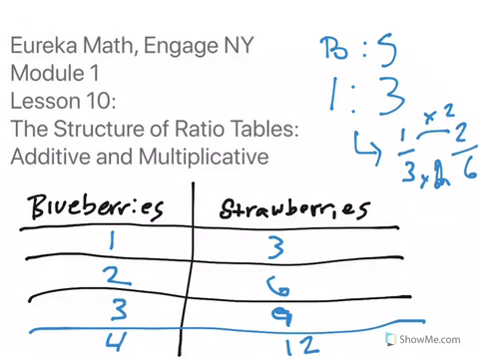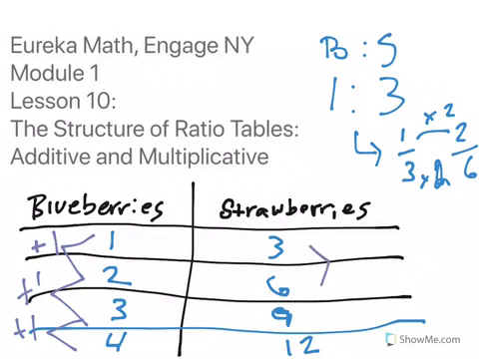Now, when you look at this table, I'll point out a couple things. Every time you go down the blueberry column, you're adding 1. 1 plus 1 is 2. 2 plus 1 is 3. 3 plus 1 is 4. So no matter how far down the column you're going, you're adding 1 every time. We could go to 5, to 6, to 7, etc.